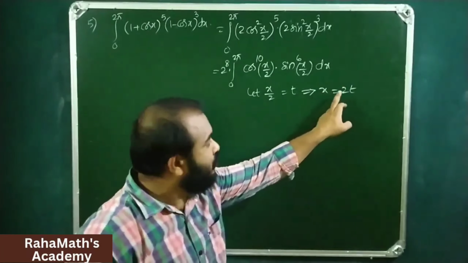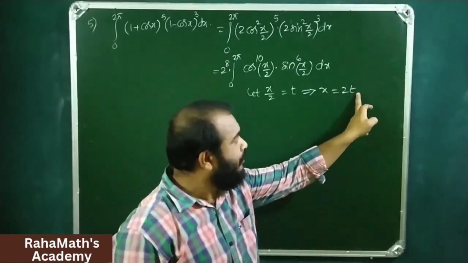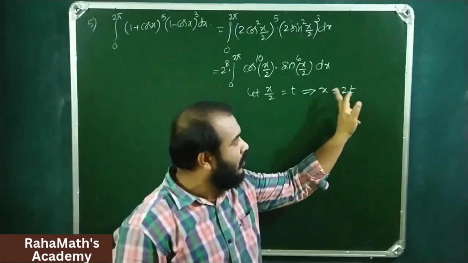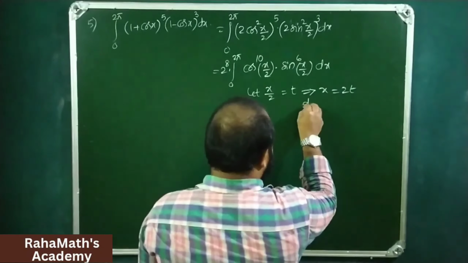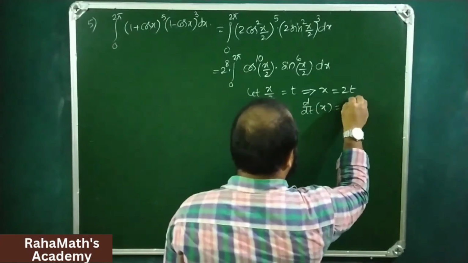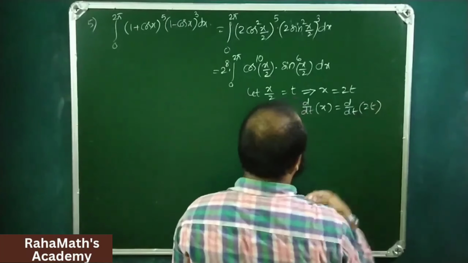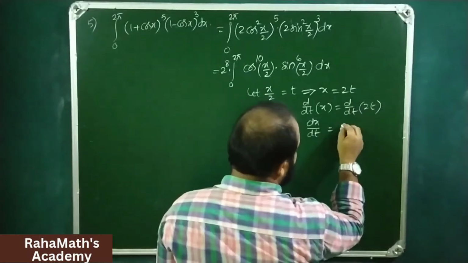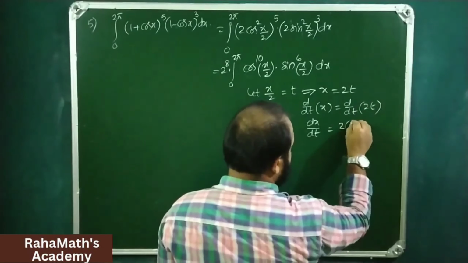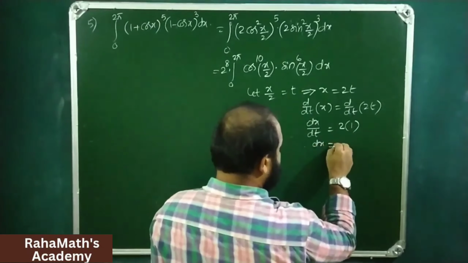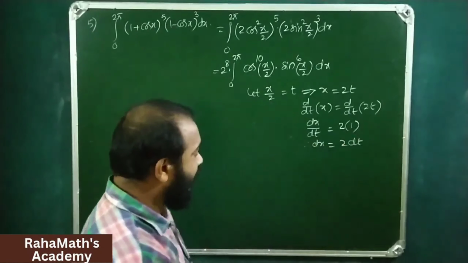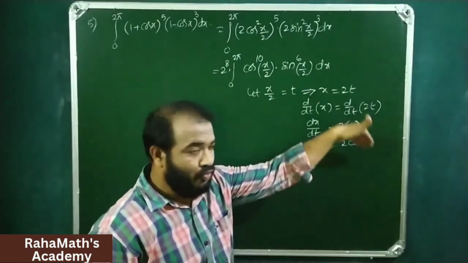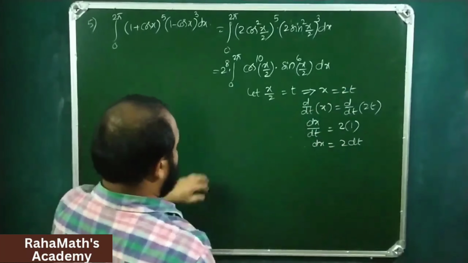Since x is a function of t, t is the independent variable and x is the dependent variable, x depends on t. So d by dt of x is equals to d by dt of 2t. d by dt of x is dx by dt, is equals to 2 into d by dt of t, which is 1. Therefore dx is equals to 2 dt. Directly I am writing dx is equals to 2 dt, but if you want to know, this is the process behind it.